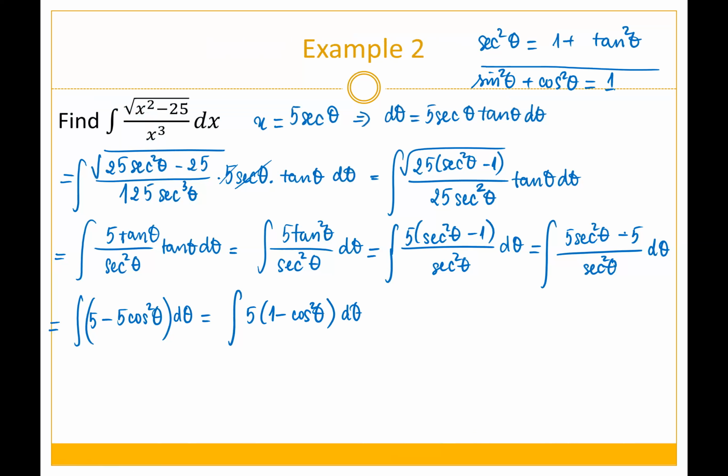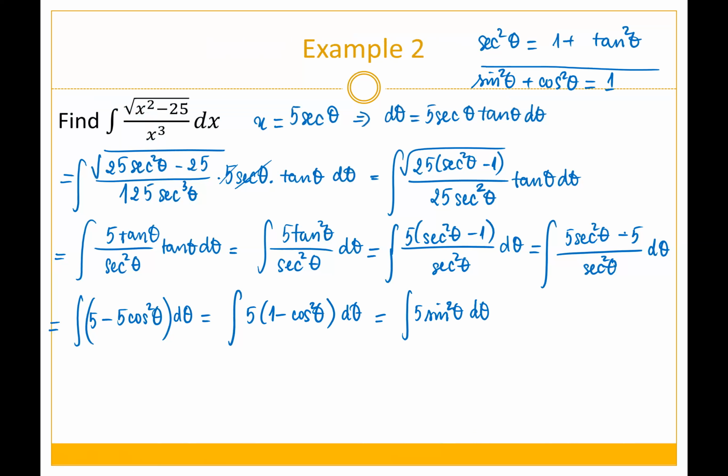These are like the core principles of trigonometry. So always keep it in your mind, because there's always going to be a way that you're going to use it. So here what I end up having is just 5 sine square d theta.